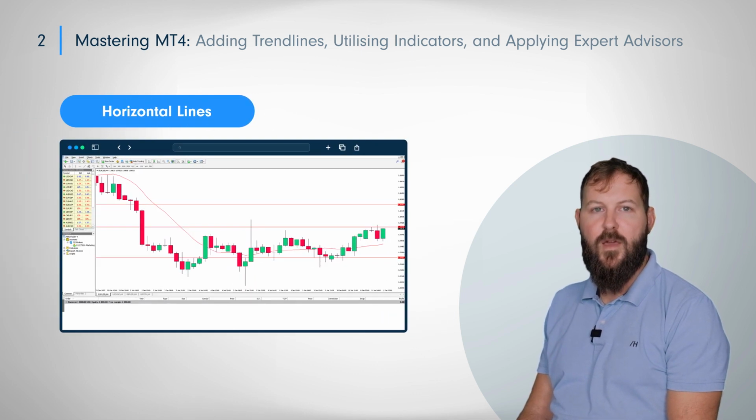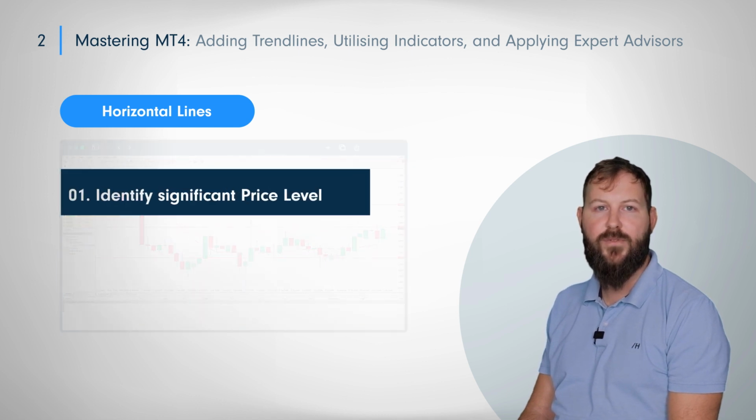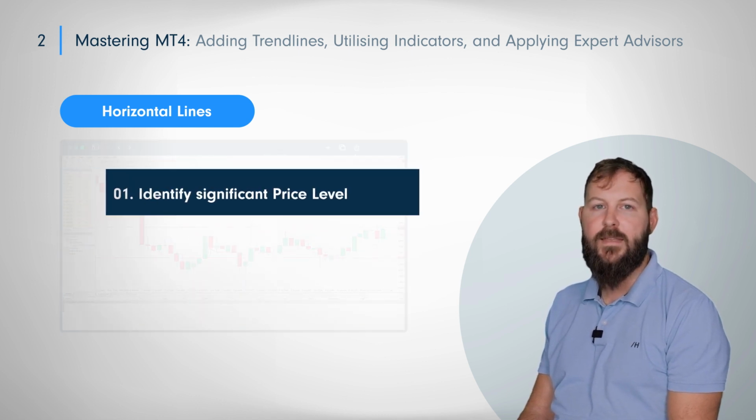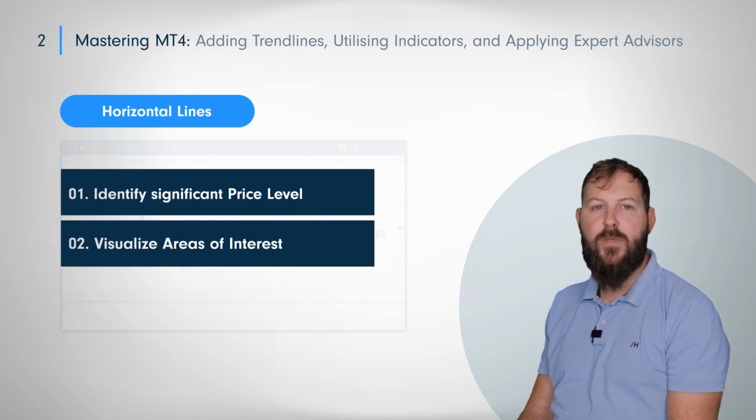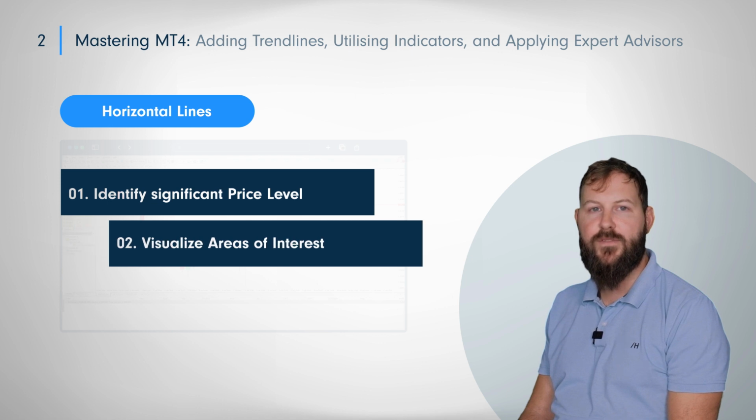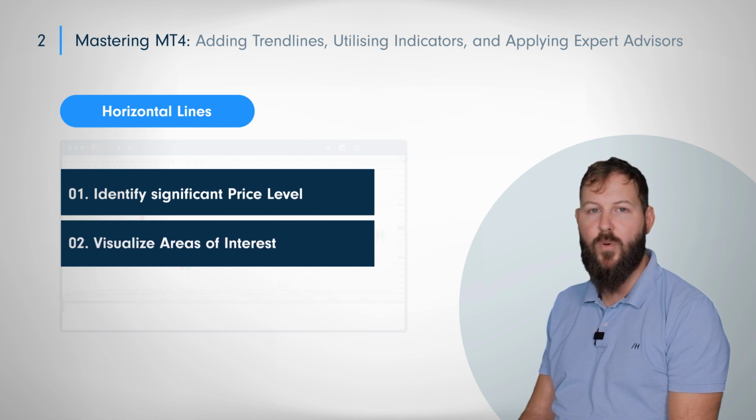Horizontal lines, plotted against the vertical price axis. This tool is often used to identify significant price levels such as monthly, weekly, daily, and intraday highs and lows. They can also be used to visualize areas of interest to the user, such as levels of support and resistance.